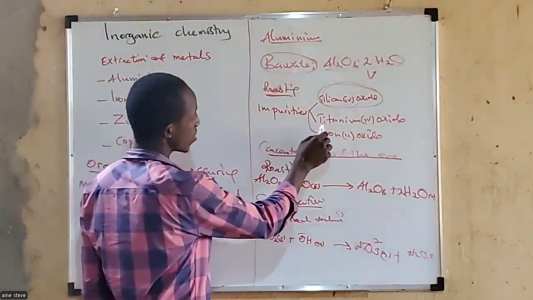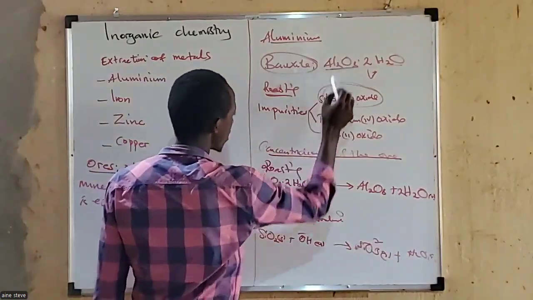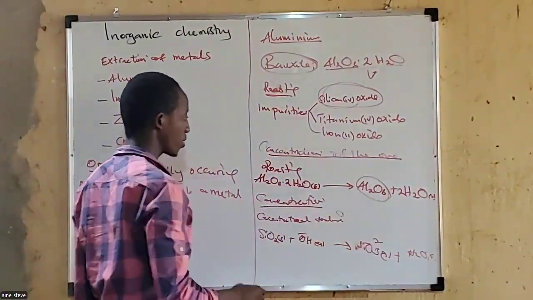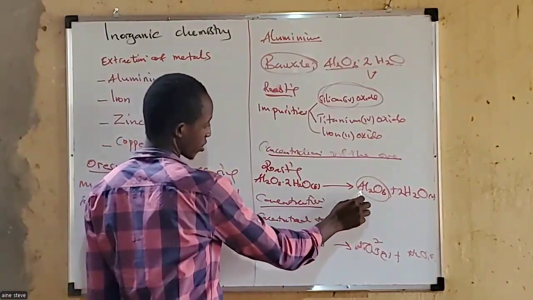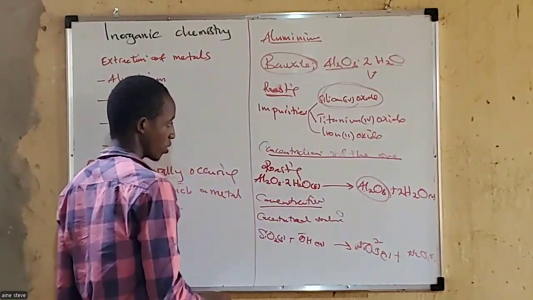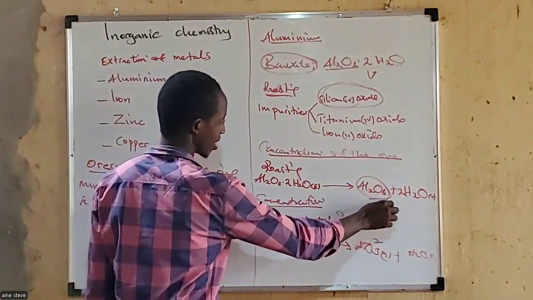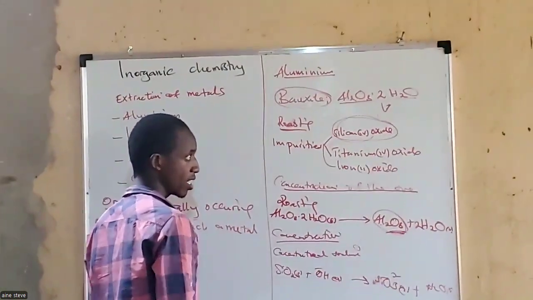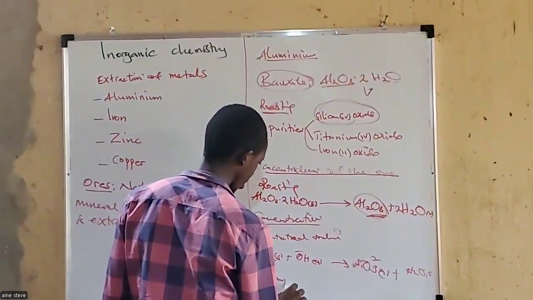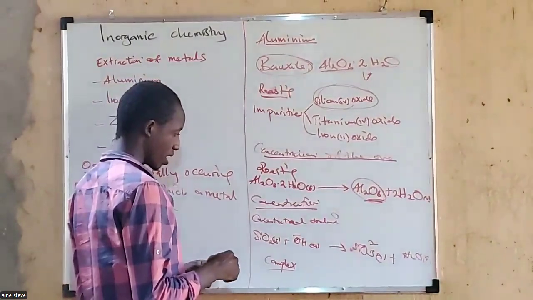Then also, you realize that aluminium oxide, the one obtained as a result of roasting, is amphoteric. Therefore, it is going to react with sodium hydroxide to form what we call sodium aluminate. Now, the sodium aluminate that is formed is a complex. So, what do you do?